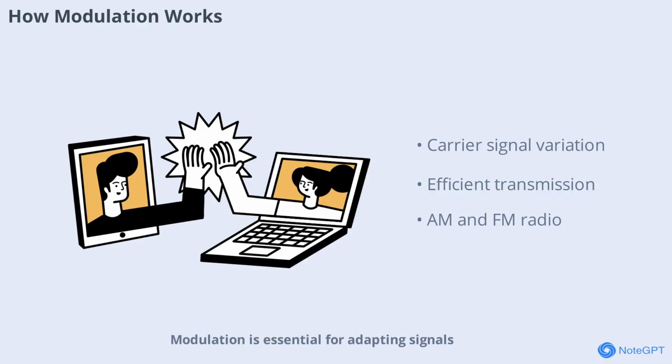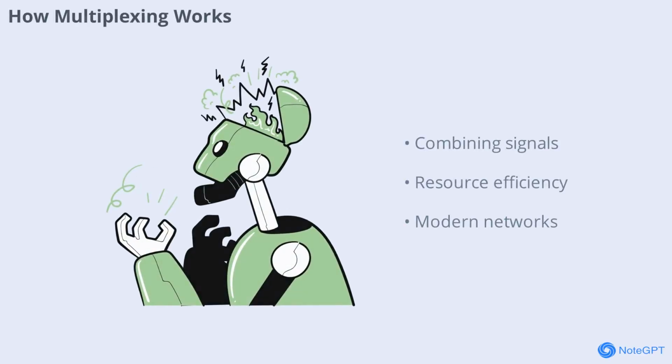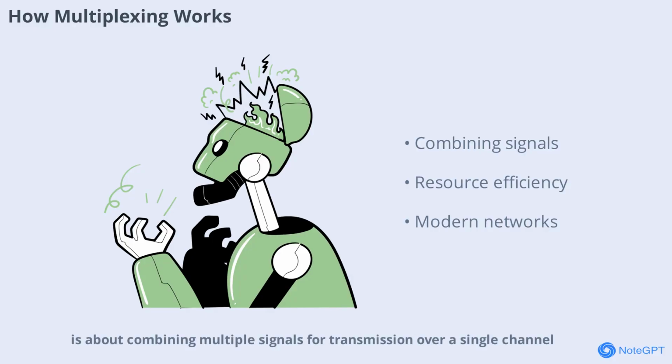Modulation is essential for adapting signals to the characteristics of the transmission medium, ensuring they arrive intact at the receiver. Multiplexing, as we've discussed, is about combining multiple signals for transmission over a single channel. This is achieved by dividing the channel by frequency, time, or other methods, depending on the type of multiplexing used. The main goal is to make the most efficient use of available resources, allowing more data to be sent simultaneously. Multiplexing is a cornerstone of modern communication networks, enabling everything from phone calls to internet traffic.